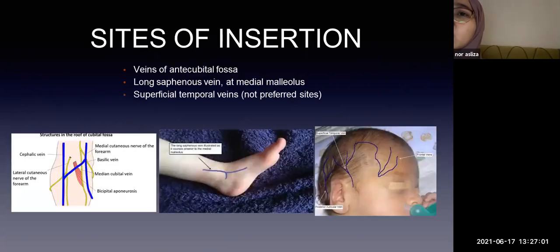Sites of insertion can be the veins at the anterior cubital fossa, the long saphenous vein at the medial malleolus, and one of the superficial temporal veins, but it is not preferred. Okay, next.